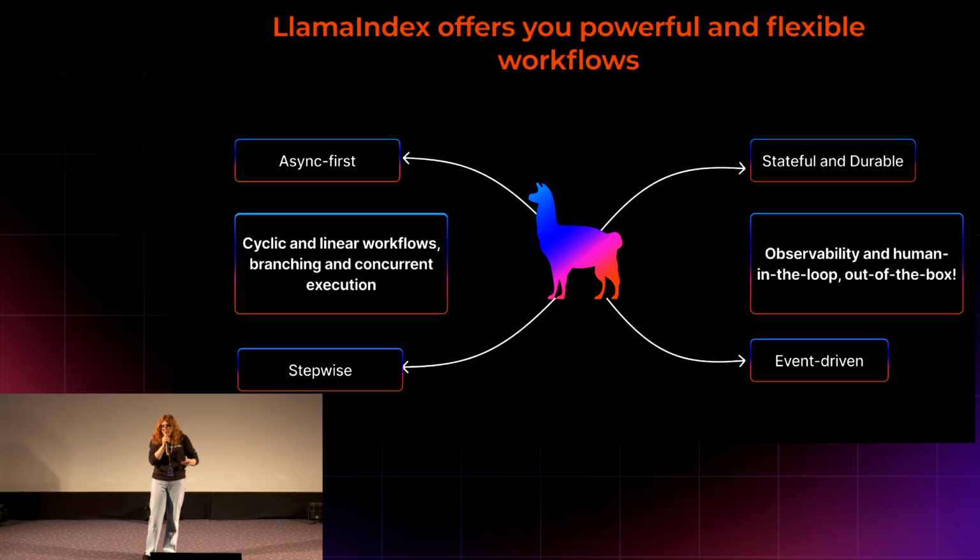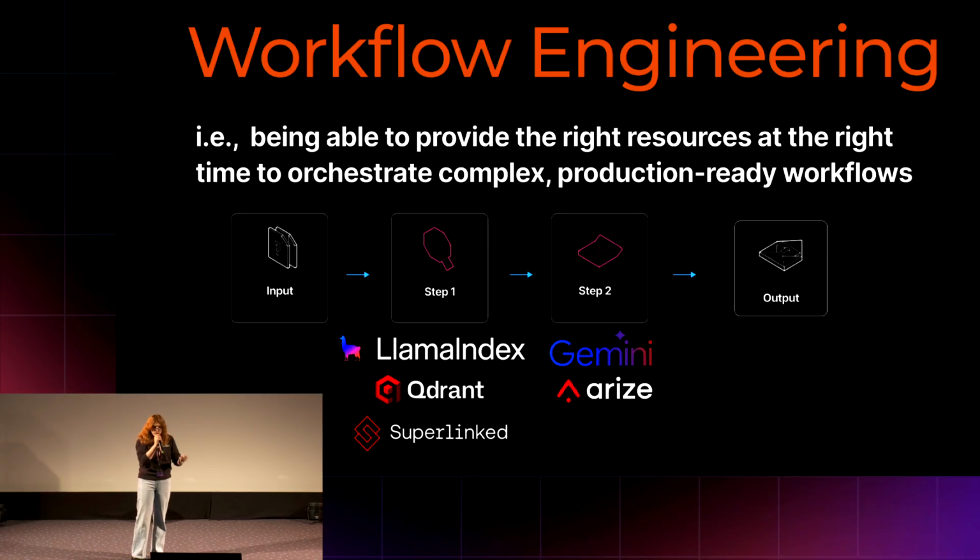So we have basically everything you would like to have in a workflow, but if you're not satisfied with that, you can always open an issue and we will find you and find a solution for what you want. With workflows, as we said, you have steps, and what is very interesting is that our workflows are plug and play. You can plug in whatever tool you need, LlamaIndex, Qdrant, Superlinked, Gemini, Arize, whatever. You can plug it in at any step, as an external resource, and it will work within the workflow.